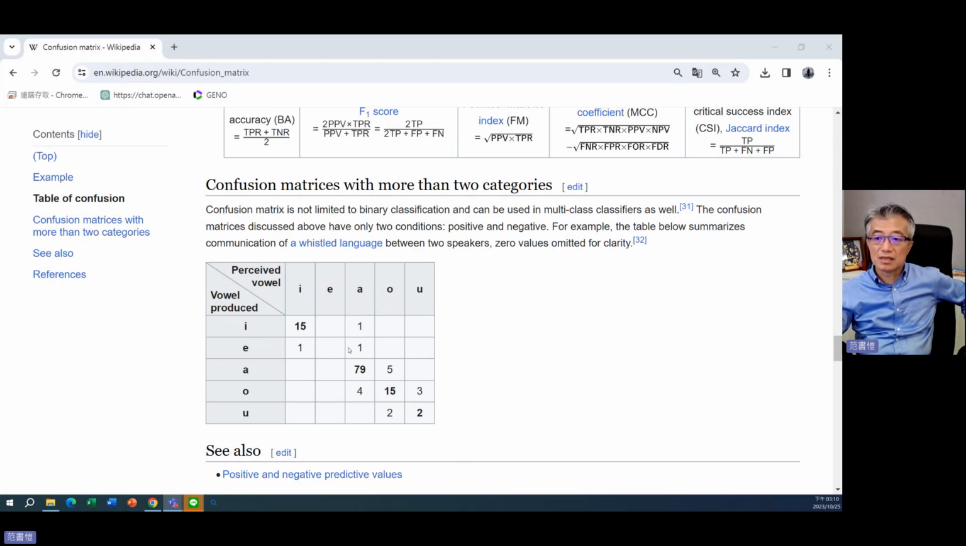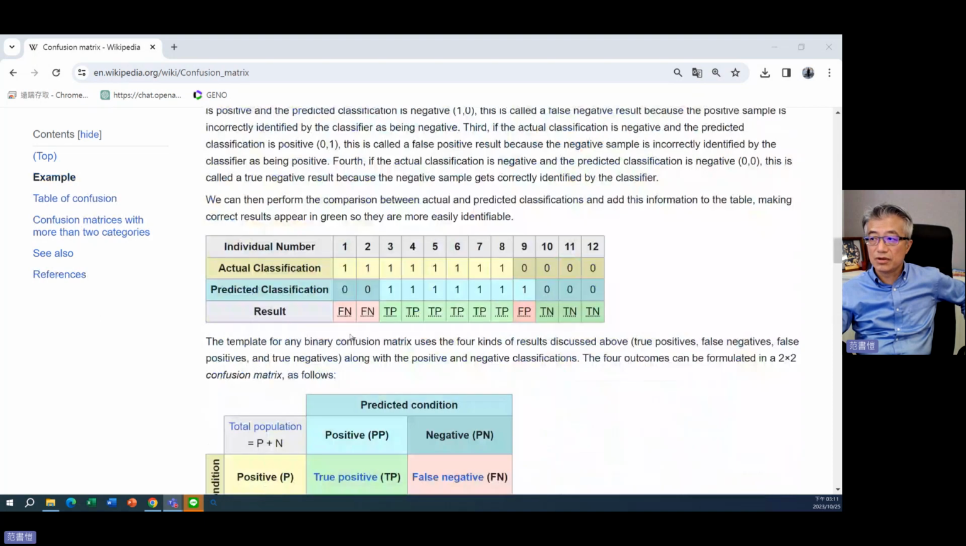For the A, there's 79 out of 84 predicted correctly. This is 15 out of 22 predicted correctly. This is 2 out of 4. So this is more than two classes. Okay, so I stop here.